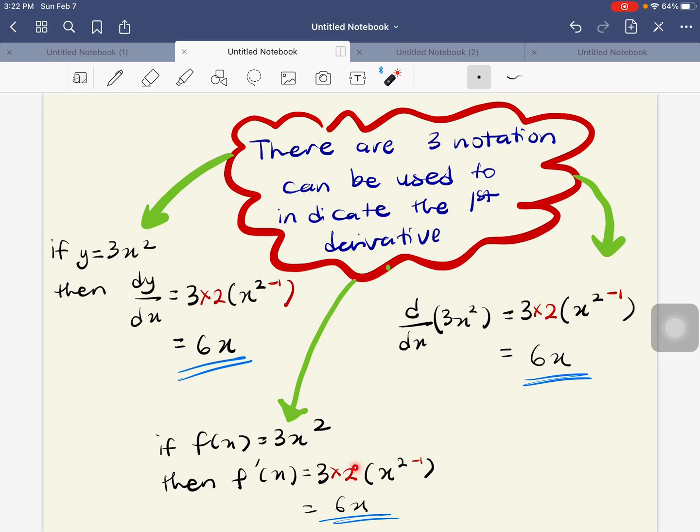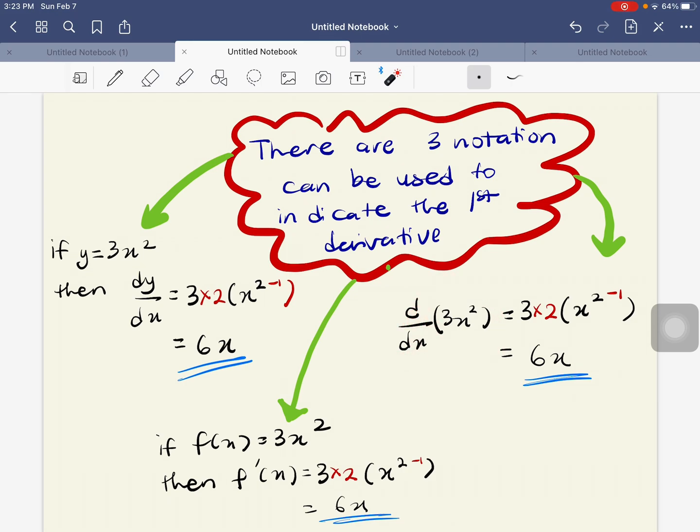Kita bawa turun, kita multiply dengan coefficient dia. So, x 2 minus 1. We have to deduct with 1. So, dapat 6x. Ada kemungkinan lagi, if it's just give you something like this.